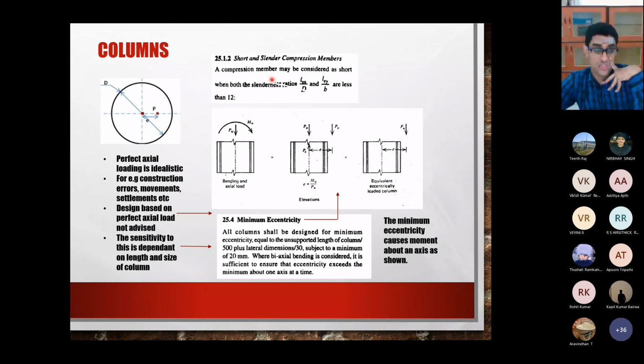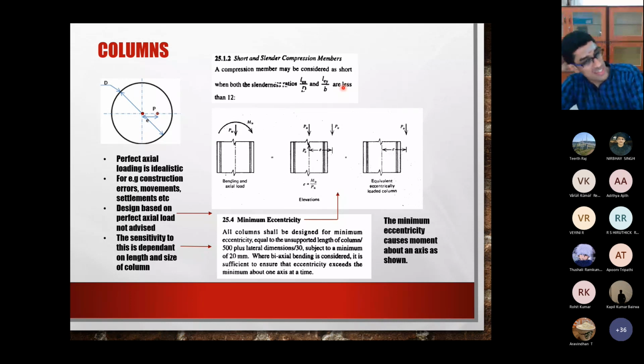There is one key difference between RCC columns and steel columns as far as this definition is concerned. The slenderness ratio we define here, in concrete members, is length divided by some dimension. If it is a steel member, it will not be given like this. The slenderness ratio will be given by L by r, or radius of gyration. I think you should know what radius of gyration is.